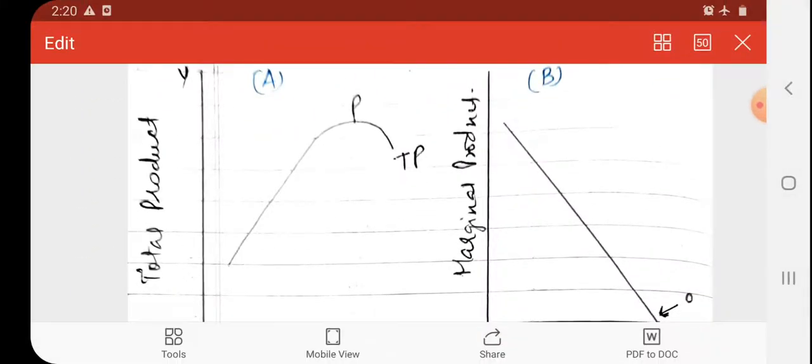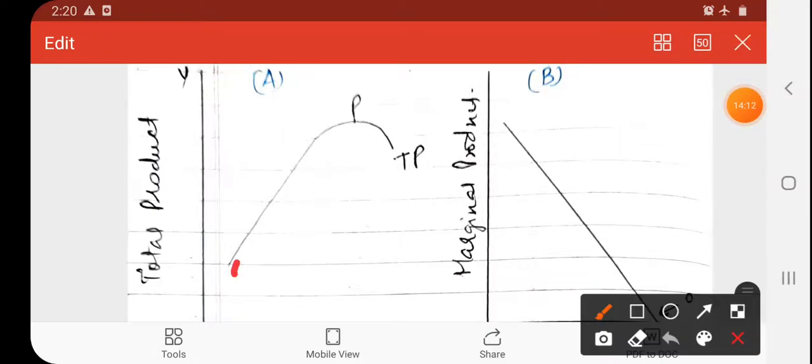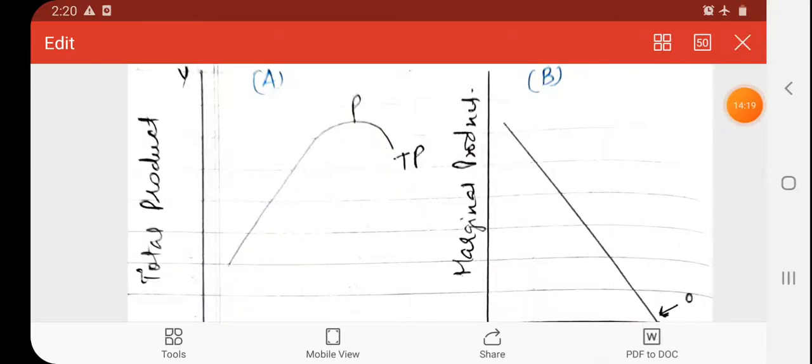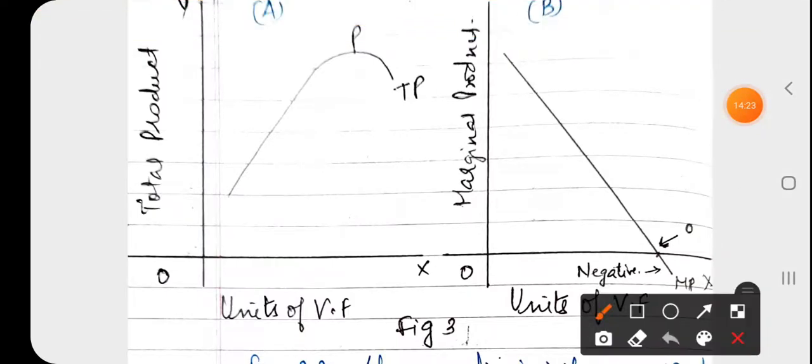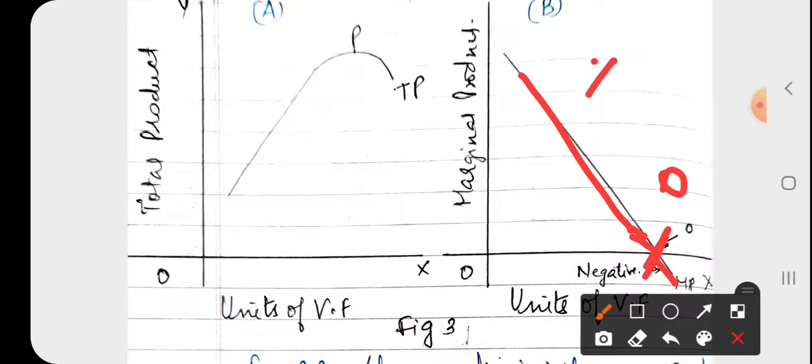You can see here that the total production is increasing, then it becomes maximum, then it starts declining. Likewise, the marginal production is falling downwards, touching the OX axis and crossing, going beyond that axis. The point where it touches becomes 0, and after that it becomes negative. So from this diagram you can see that marginal production can be positive, 0 or negative.